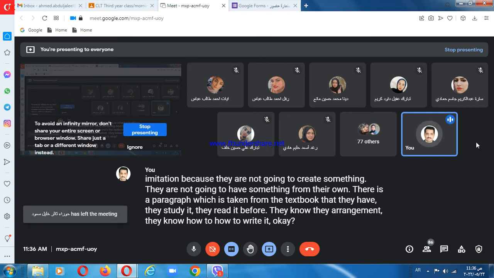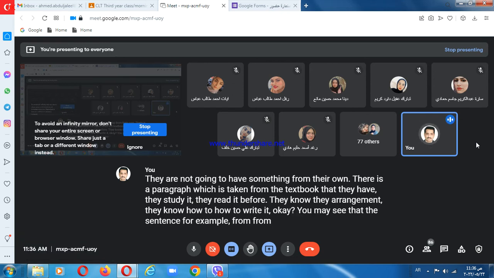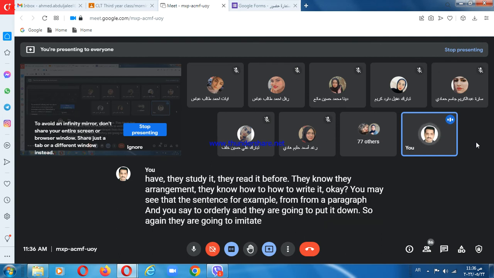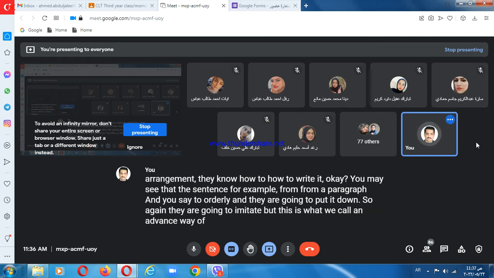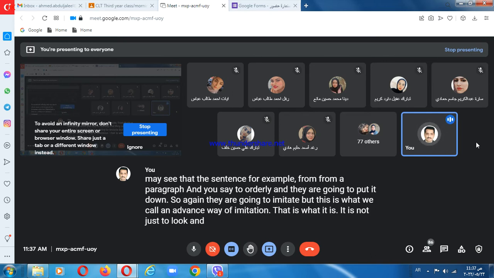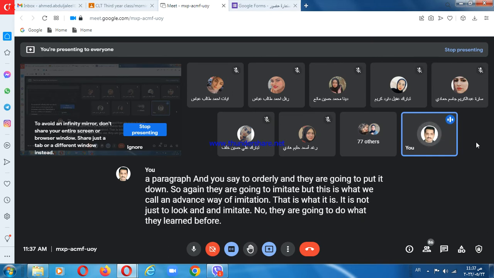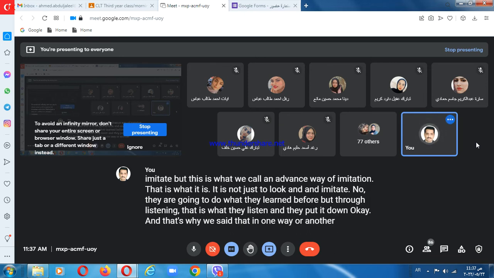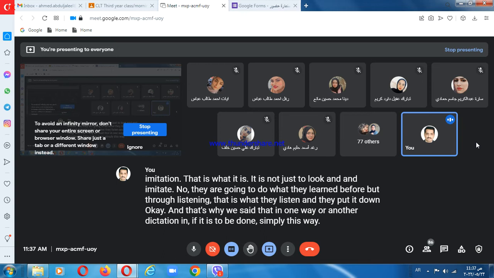You may select a sentence, for example, from a paragraph, and you say it orally, and they are going to put it down. So again, they are going to imitate, but this is what we call an advanced way of imitation. It is not just to look and imitate. They are going to do what they learned before, but through listening. They listen and put it down on paper. That's why we said that dictation, if it is simply done this way, will be imitative.